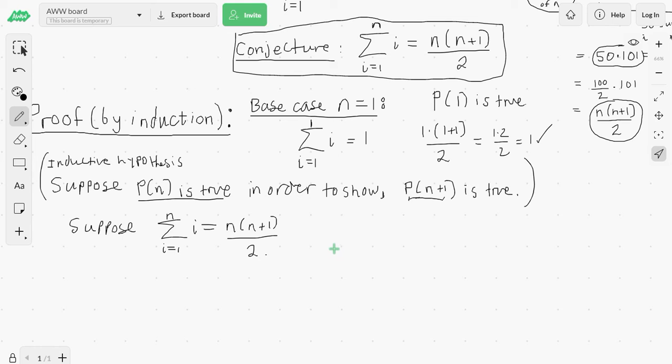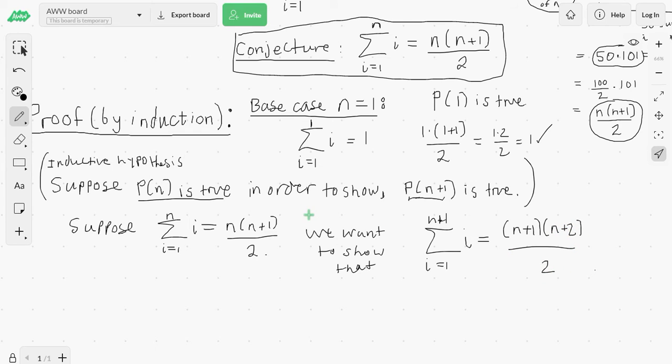And our aim is to show that the sum from i equals 1 to n plus 1 of i is equal to what we get when we plug in n plus 1 for n. So I want to show that it's equal to n plus 1 times n plus 2 over 2. If we're able to show this equality, then we're done. And we are under the assumption that this is true.